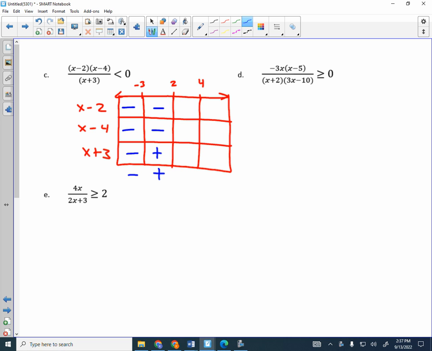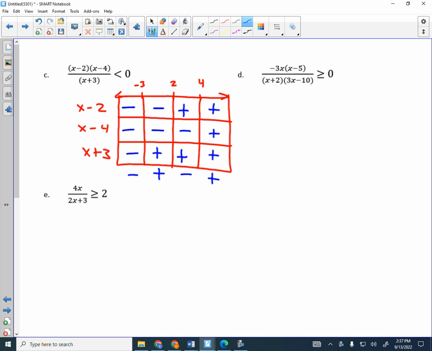I pick a number between 2 and 4. 3. 3 minus 2, positive. 3 minus 4 is negative. 3 plus 3 is positive. Yep, that result is negative. Pick a number to the right of 4, 5. They are all going to be positive.